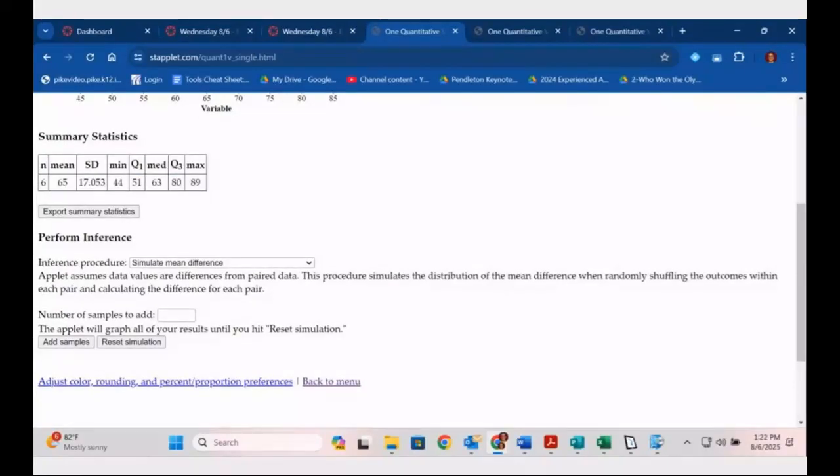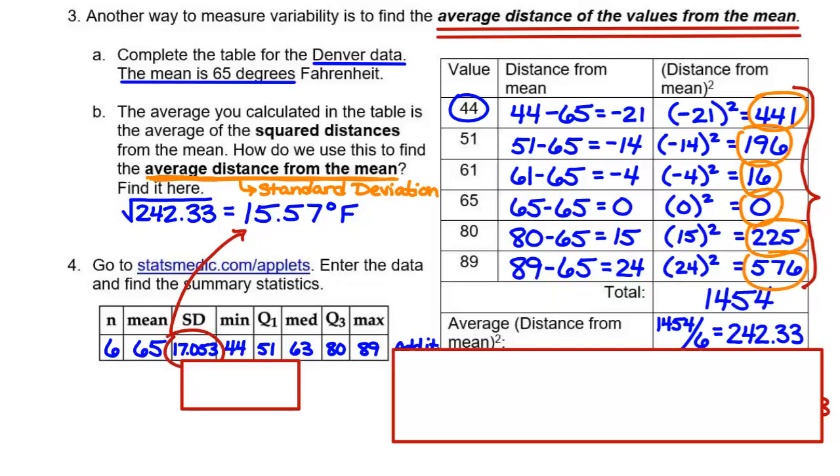So n is 6. The mean is 65, but we already knew that. Underneath where it says SD, we're going to put 17.053. The minimum is 44. Q1 is 51. The median is 63. Q3 is 80. And the max is 89. So that I can make that just a little bit bigger on the screen. I've got that filled in right down here now.